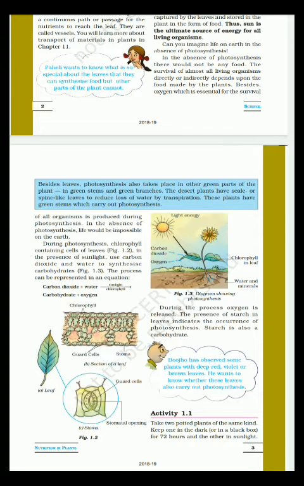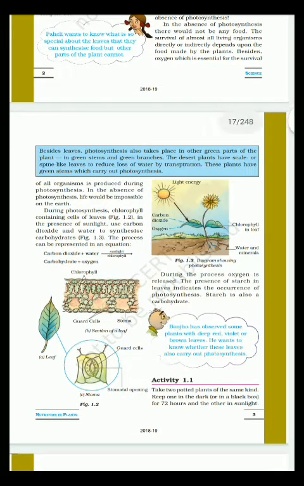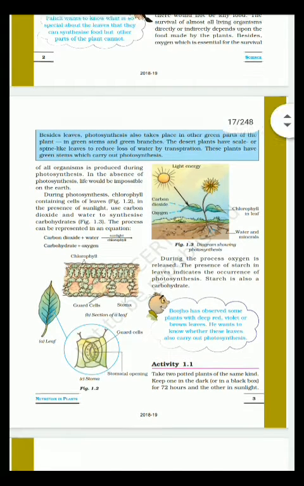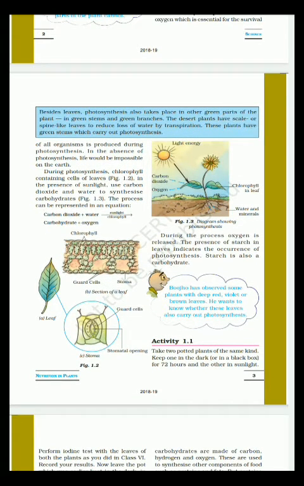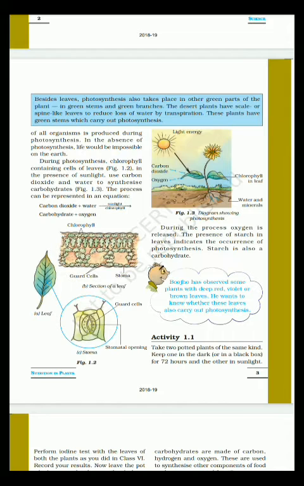Since a few points were discussed in the last classes, I am just reading them out so that we can consume our time. In the absence of photosynthesis, life would be impossible on the earth. During photosynthesis, chlorophyll containing cells of leaves, that is figure 1.2, in the presence of sunlight, use carbon dioxide and water to synthesize carbohydrates, that is figure 1.3. The process can be represented in an equation. Carbon dioxide plus water, in the sunlight and chlorophyll, gives carbohydrate plus oxygen.